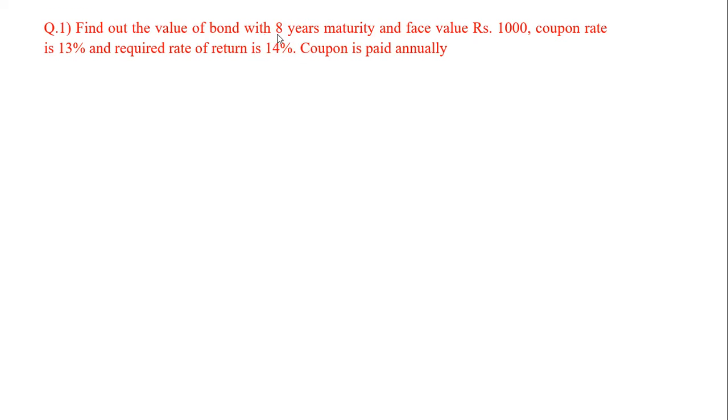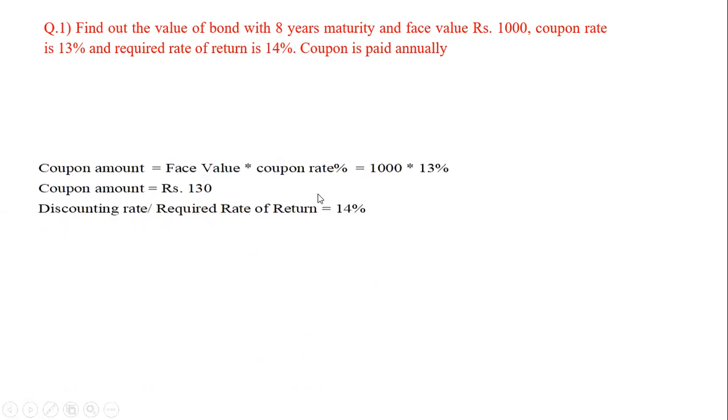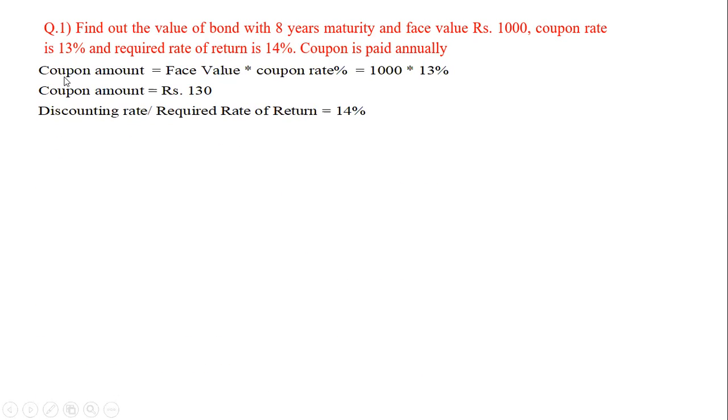When he buys this bond at a discounted value, he will get the 14% targeted return. Coupon is paid annually. First step is to calculate the coupon amount on face value. Face value is 1000 and coupon is 13%. 130 is the annual interest which will be received in the 8 years. So at the end of the first year and all the year endings till the 8th year, you will get 130 rupees annual interest.